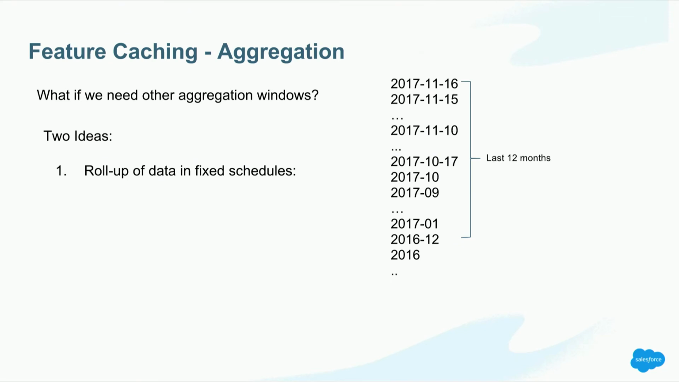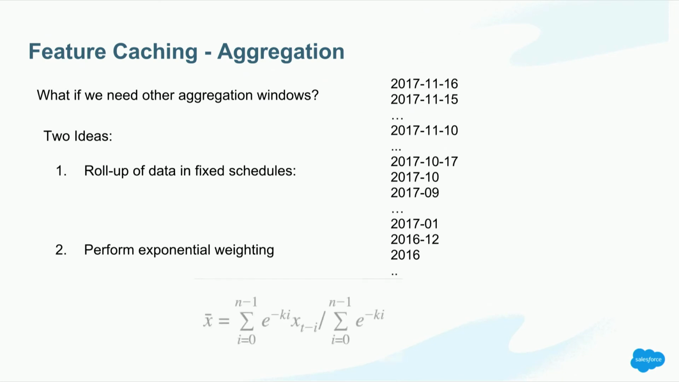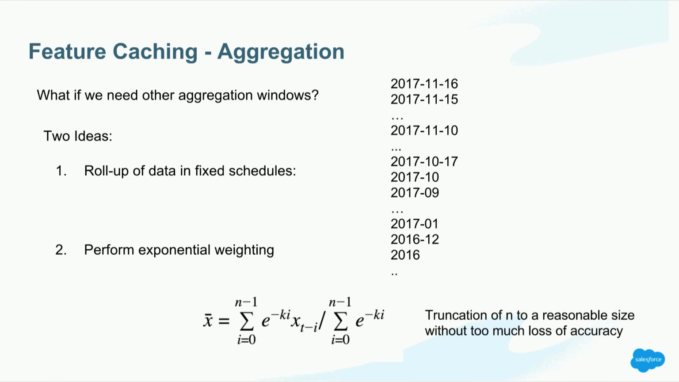A second idea is to perform exponential weighting, which basically means that you weight more recent data more heavily. And the benefit of this is that if you have aggregation over a very long window, like say all historical averages, if you perform an exponential weighting on your feature, it doesn't save you time, but it allows you to truncate the window to a very small size without losing too much accuracy, since all the tails are less important now.